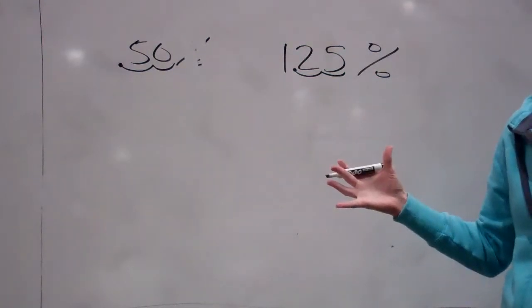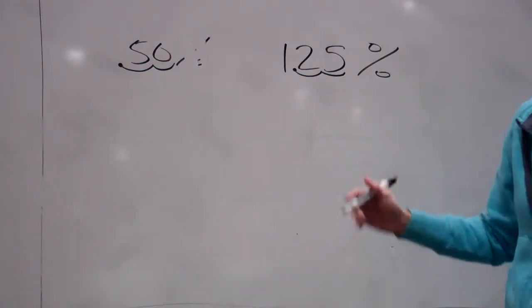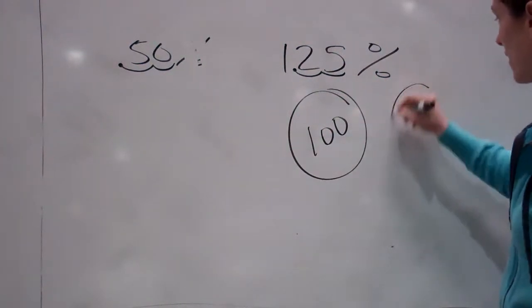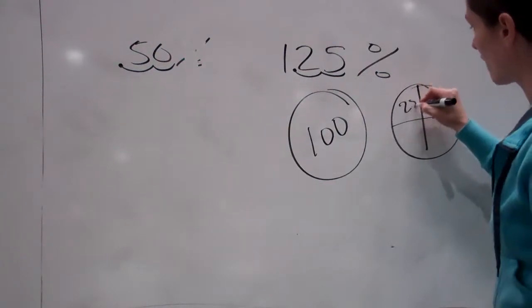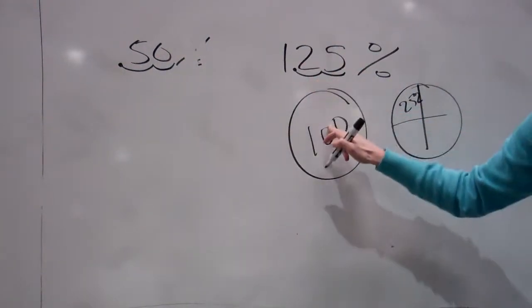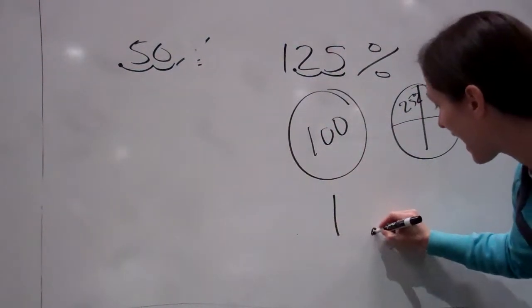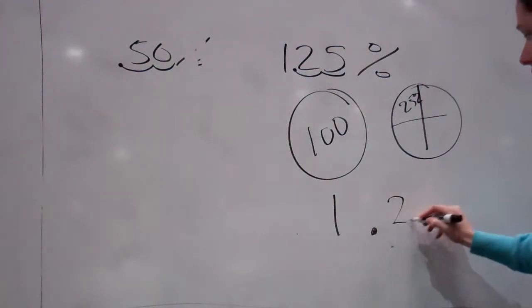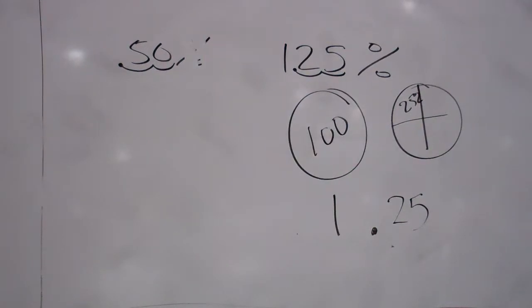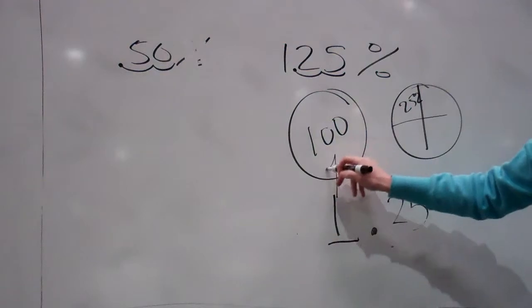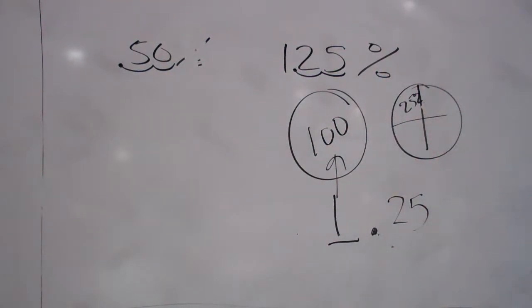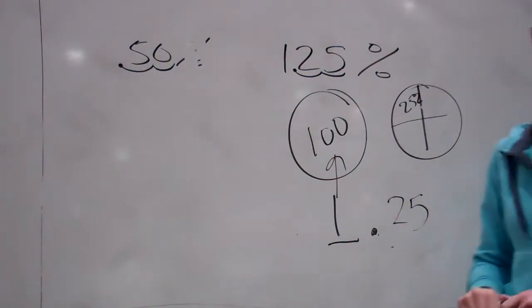125%, a whole circle can only be 100%. Okay, so this would be 100%, and then we would have 25%, okay? So what that means is this is 1 whole and 25 over 100, which would end up being 1/4, but it would be 1.25 as a decimal, okay? Everybody understand? So we will have 1 whole, which is that one, 100, plus 25%, which is 25 over 100, which is 0.25. Okay.